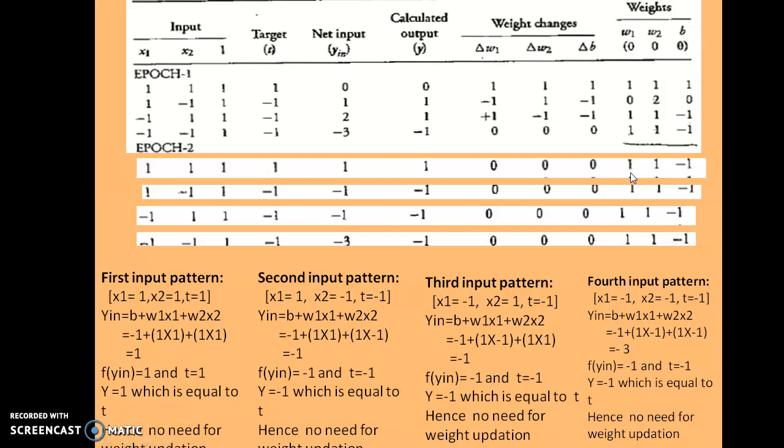We can stop our algorithm. That indicates our neural network has come to the convergence point. So to implement the AND function in the perceptron neural network, we have to keep weight 1 as 1, weight 2 as 1 and bias as minus 1, and we feed all the 4 types of input: 1, 1; 1, minus 1; minus 1, 1; minus 1, minus 1. We'll get the expected output as it is. That's the implementation of the AND function in the perceptron neural network.